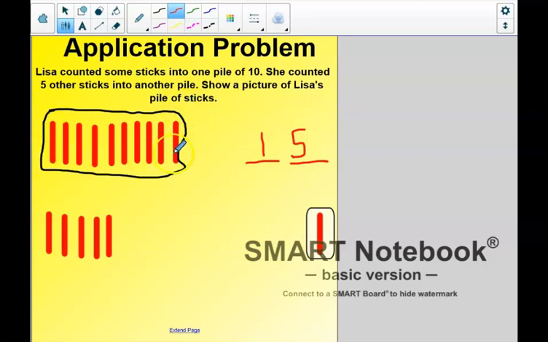Okay, so we have 1 ten and 5 ones. So we have 10, 11, 12, 13, 14, 15. Does that match our number up here? It sure does. This part's kind of a challenge right now. We'll get to it later, but I wanted to show you how I know we have 1 ten and 5 ones, and that makes the number 15.